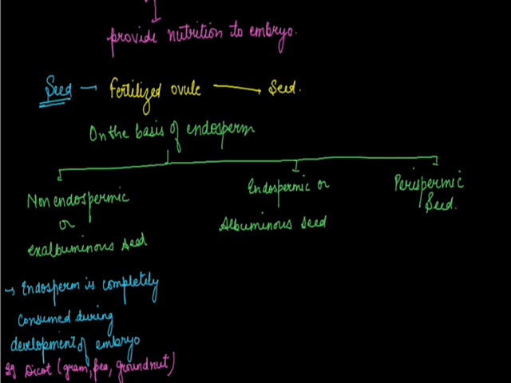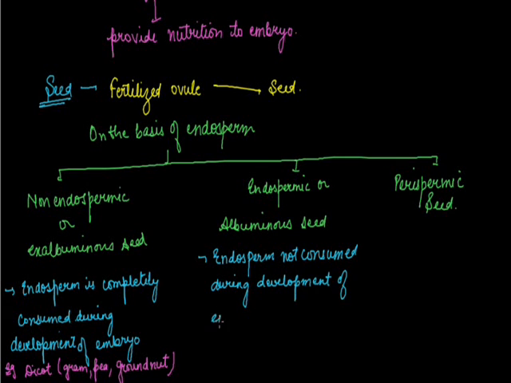Now we are dealing with the albuminous seed. What happens? In an albuminous seed, the endosperm is not consumed during development of the embryo. Examples are sunflower, castor, bean. And the other type of seed is the perispermic seed.